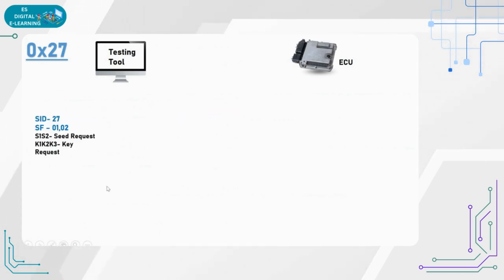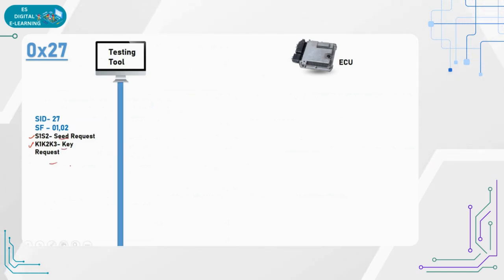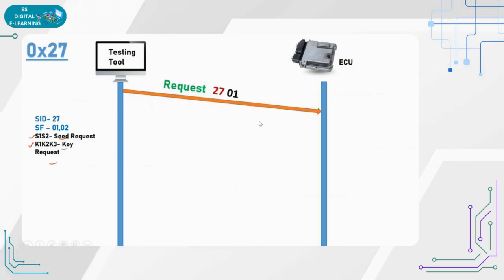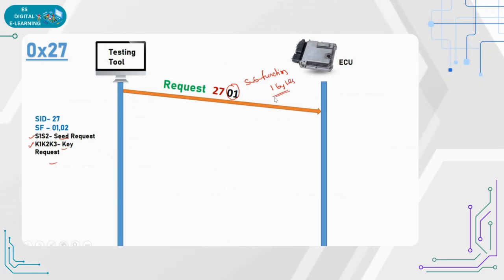Okay, now in our example, my seed responses are S1, S2, and the key request is K1, K2, and K3. This is the seed request and key request. Let's consider the tester tool and the ECU. I'm sending a request of 2701. So what is 01 here? It is a sub function, and it is 1 byte. And 27 is the service ID.